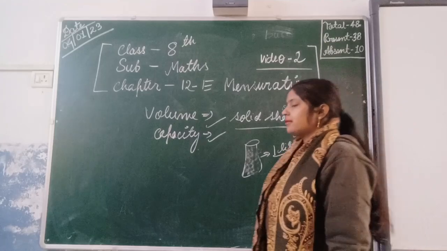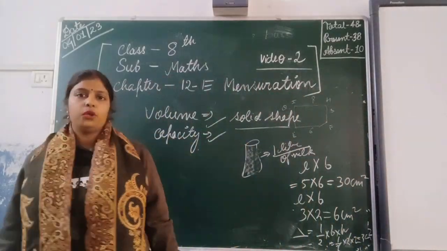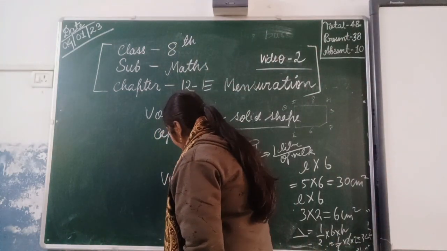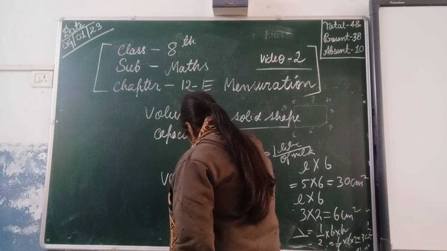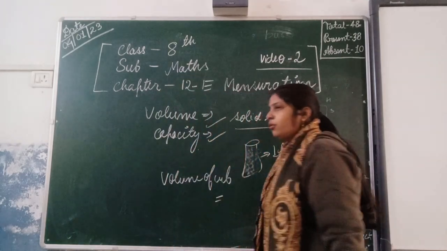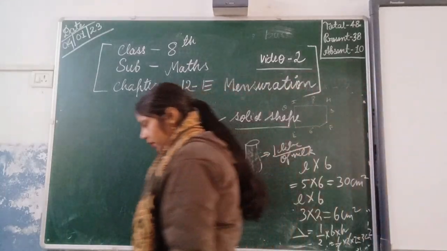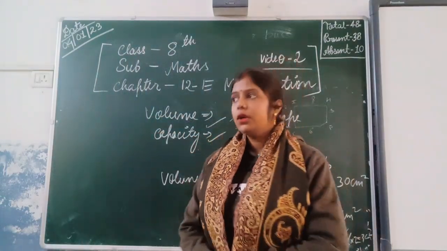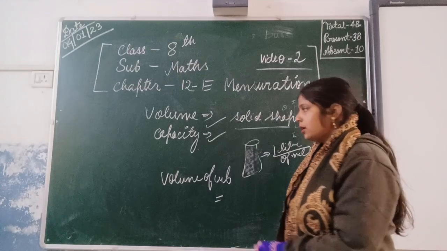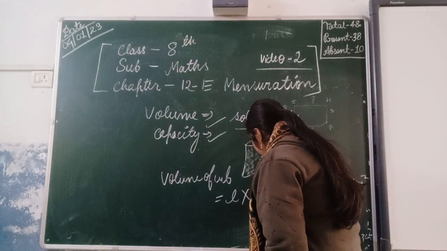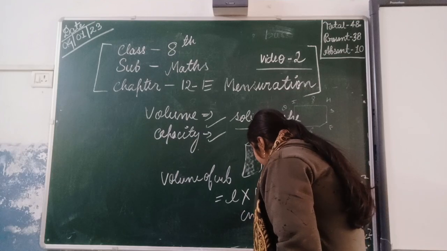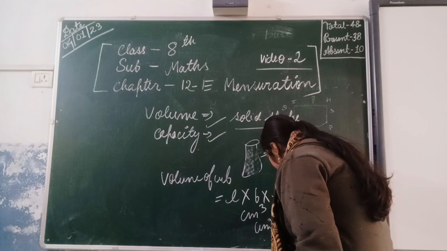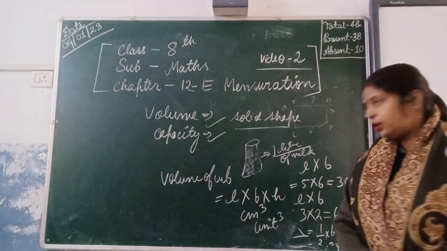Understood? So in this exercise, we will discuss how to find out the volume of a cuboid as well as a cube. Volume of cuboid: we know any solid shape can be measured with respect to length, breadth as well as height. So to find the volume of a cuboid, we use the formula length cross breadth cross height, and the unit is always centimeter cube or unit cube. It may be meter also. Simply we can say unit cube.